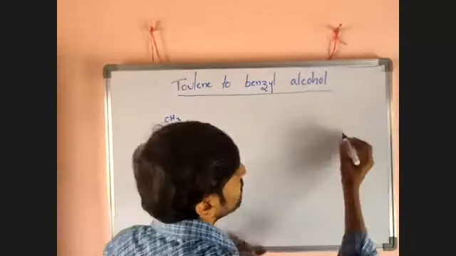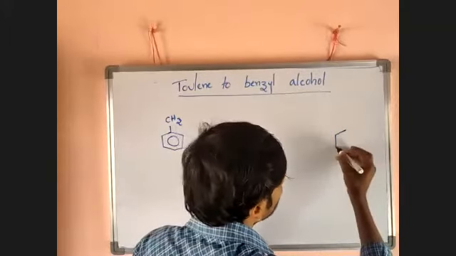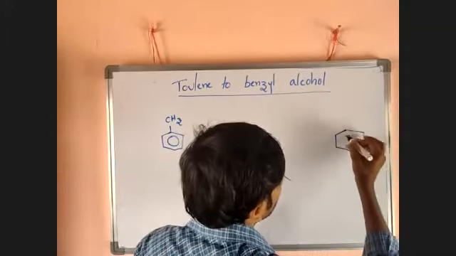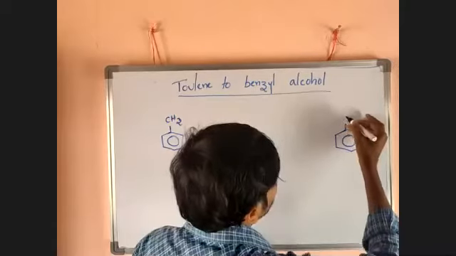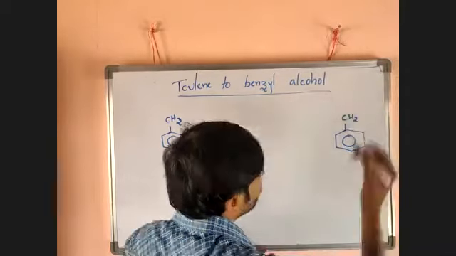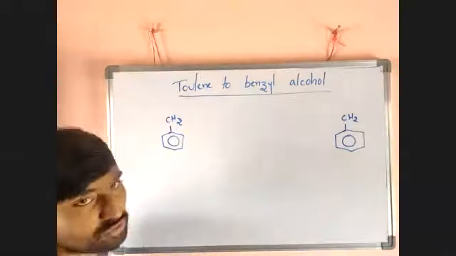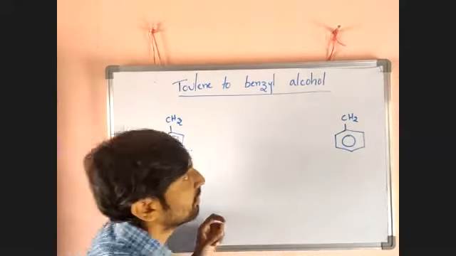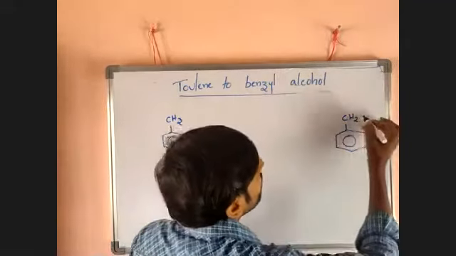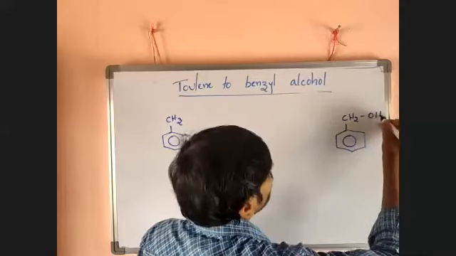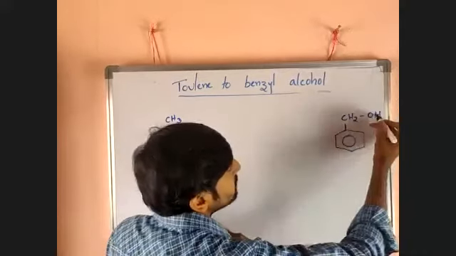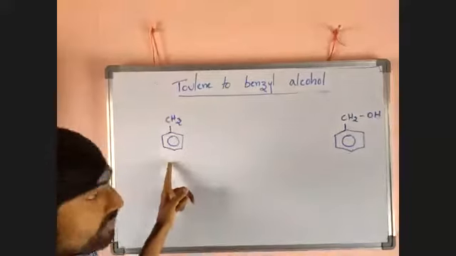Now what is meant by benzyl? If a benzene ring is paired with a CH2 group, that one is called benzyl. And alcohol means OH. Now it is benzyl alcohol. It is the product. Now toluene is the reactant.